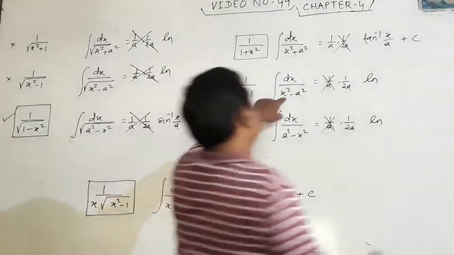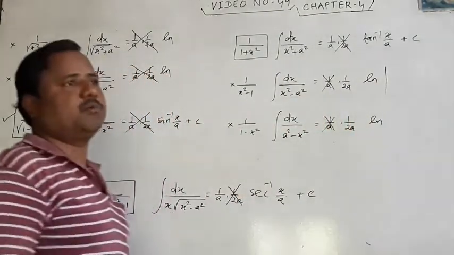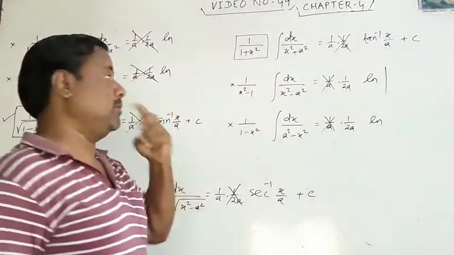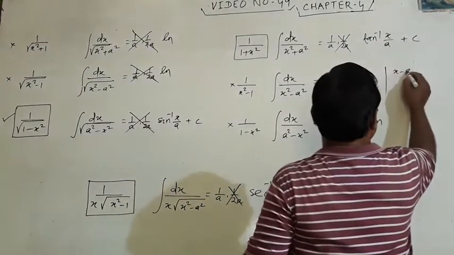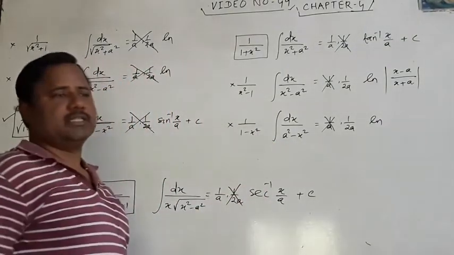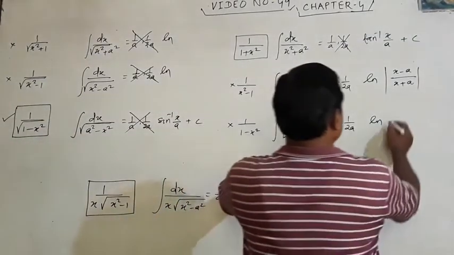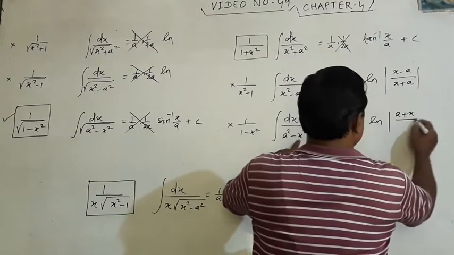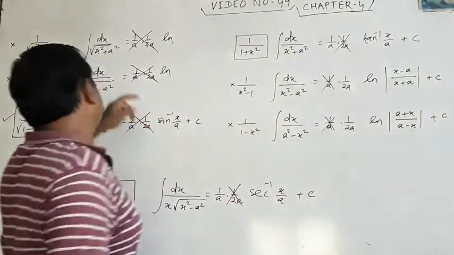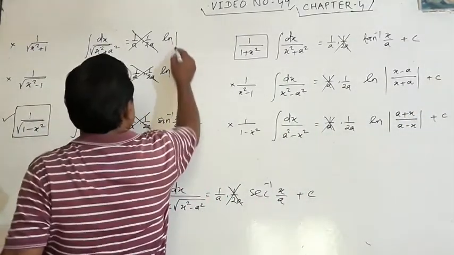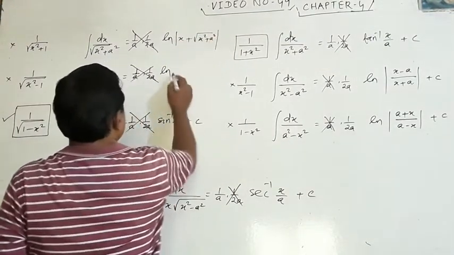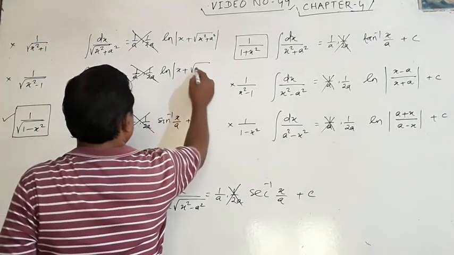Okay, what is there? x square minus a square. What you have to write here? x minus a into x plus a. So divide it: x minus a by x plus a, with ln. Just tell the reverse of this thing: it is a plus x into a minus x, so this is a plus x by a minus x. Listen to this thing repeatedly.